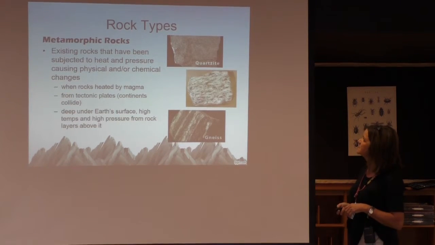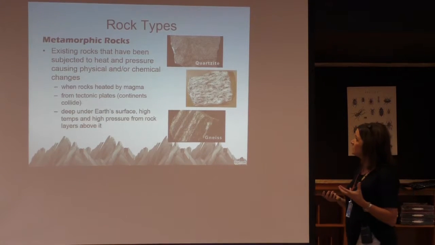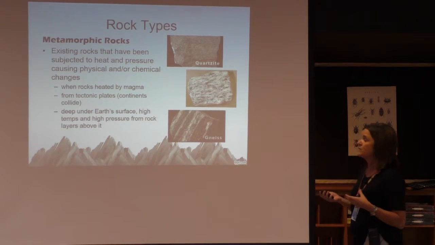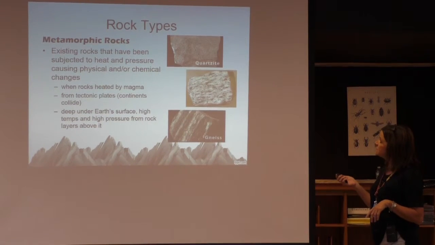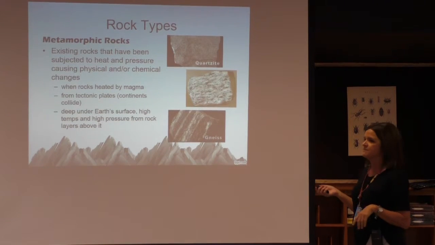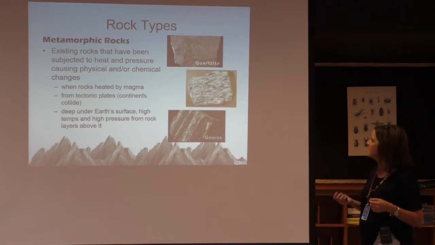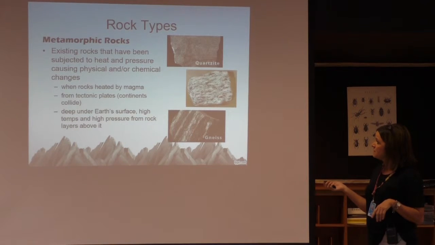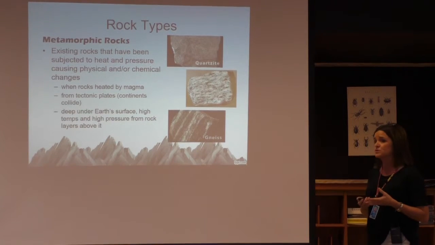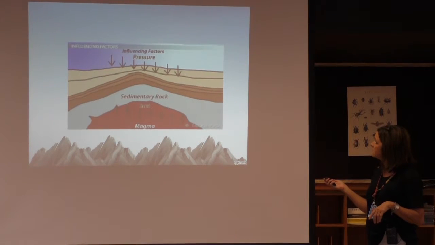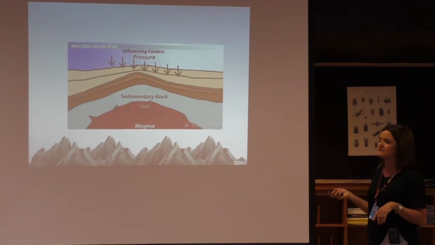And then the last rock type is the metamorphic. This is where existing rocks that are subjected to heat and pressure are going to change in their physical and/or chemical properties. So when rocks are heated by magma, it can cause a metamorphic rock. They can form from tectonic plates when continents collide together, just that pressure that takes place there. Or they can also form deep under the Earth's surface where you have high temperatures and high pressure from the rock layers that are sitting on top of it. Okay, it's showing you've got extreme heat here, you've got extreme pressure from the layers on top.